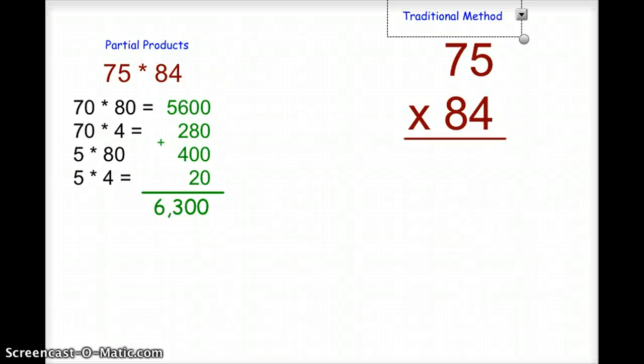Hi guys, I'm going to show you how to use the traditional method to solve multi-digit multiplication problems. The other day we learned how to use partial products to solve these problems. We used the example of 75 times 84.